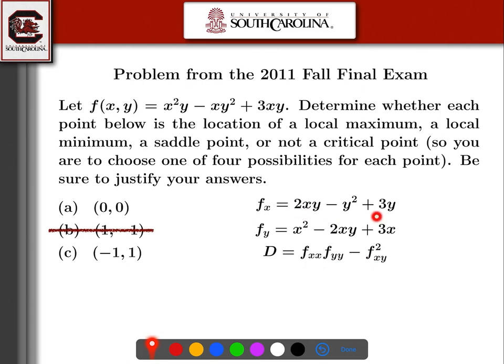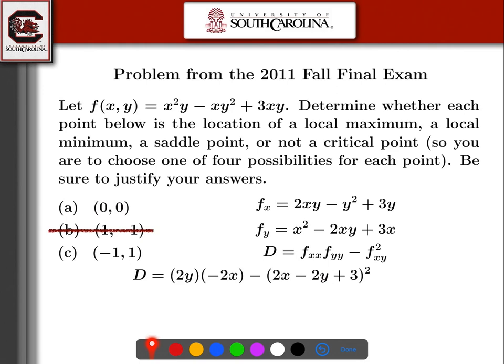So derivative of this with respect to x, we're going to have 2y, and these will be 0. So 2y. Derivative of this with respect to y, we'll have 0 there. We'll have a minus 2x here and a 0 there. So minus 2x. And then the derivative of this with respect to y will be 2x minus 2y plus 3. And we want to square that. So this is d.